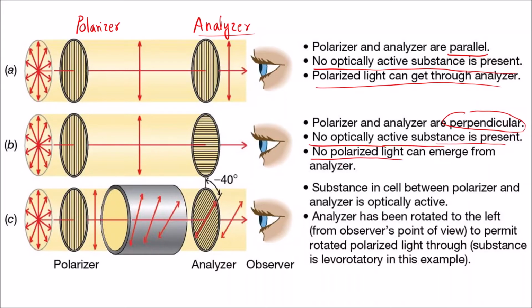And if they are perpendicular, then the polarized light cannot pass through the analyzer. But if the analyzer is at an angle to the polarizer and not completely perpendicular, you can see that the optically active substance has rotated this. Initially it was vertical, and from this observer's perspective, it has changed to the left. That is, initially it was vertical, then it has changed to the left, and this angle is called the optical rotation.